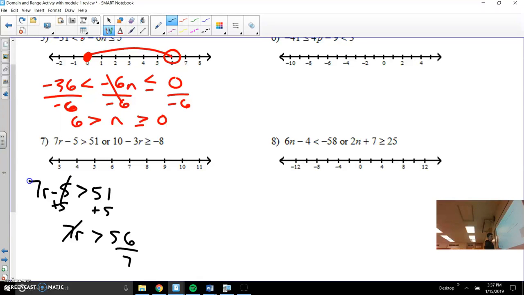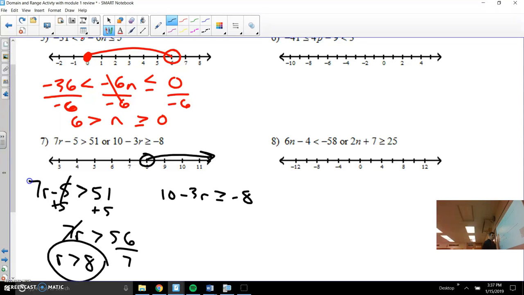Let's divide the 7 to the other side. And this won't flip the sign because you didn't divide by a negative. Some students think you're always flipping the sign, and it's not really true. So in one case, all values greater than 8 are part of the solution. Well, now I have this other problem I need to work: 10 minus 3r is greater than or equal to negative 8.